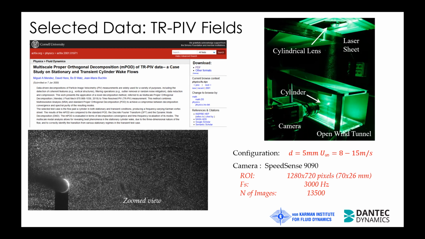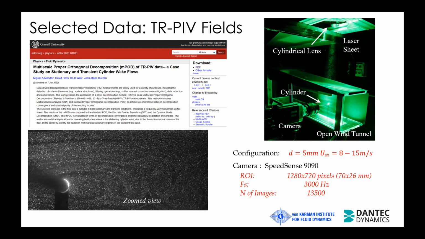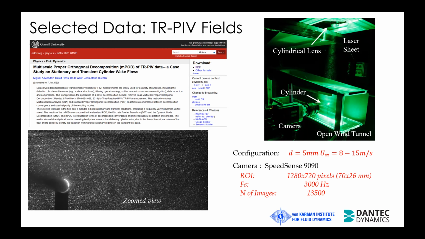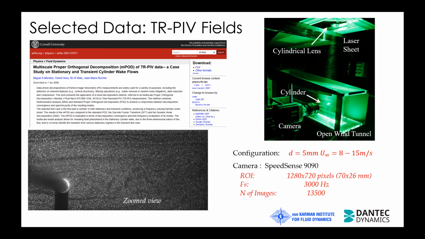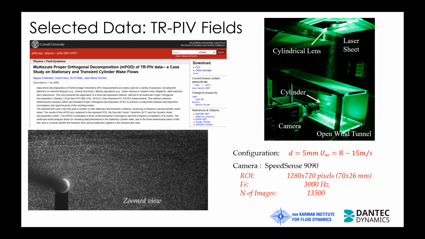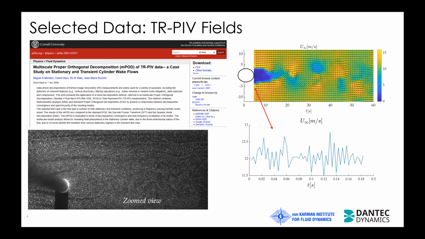So the rod was a 5mm rod. The wind tunnel is this big. So it's very small, but we are making the acquisition at 3 kilohertz. That's very rare for time-resolved PIV to go this fast. Okay, it's quite fast as a measurement. And we have 13,500 snapshots.